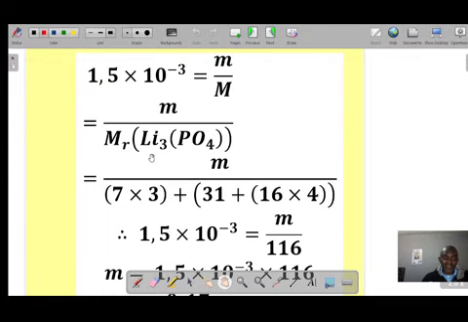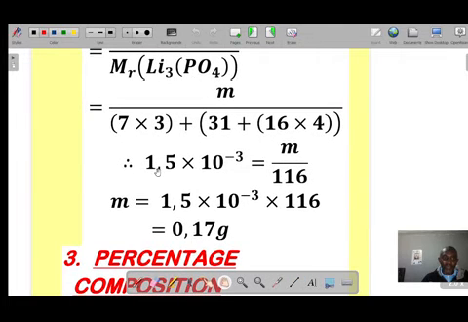Now, if I use my periodic table, lithium is 7 multiplied by 3 because of the 3 here. Then plus the phosphorus, which is 31. What about oxygen? It's going to be 16 multiplied by 4. Then if I substitute here, I am going to have 1.5 times 10 to the power negative 3 equals mass over 116. So if I make m the subject of the formula, I'm going to get 0.17 grams. I hope we are together.